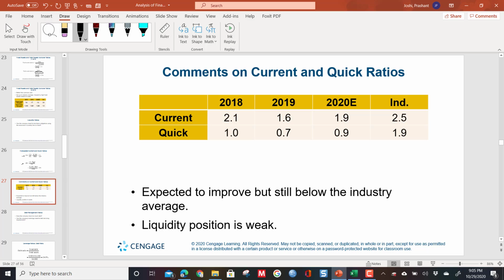And still it is expected to improve, but is still below the industry average. So what you can say is usually, current assets should be higher than current liability. The quick ratio is still good and improving. Current assets are getting reduced, and current liability too, but still the liquidity position is weak if you compare with the industry.